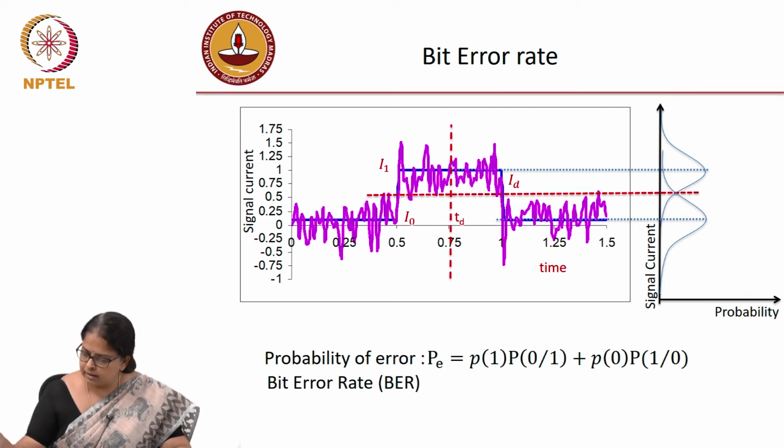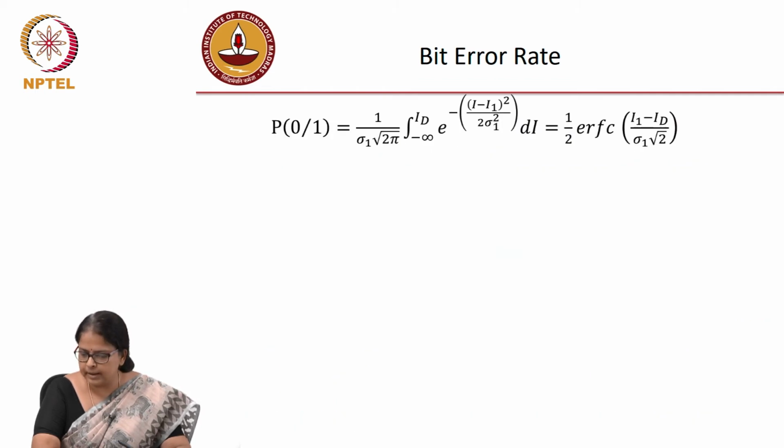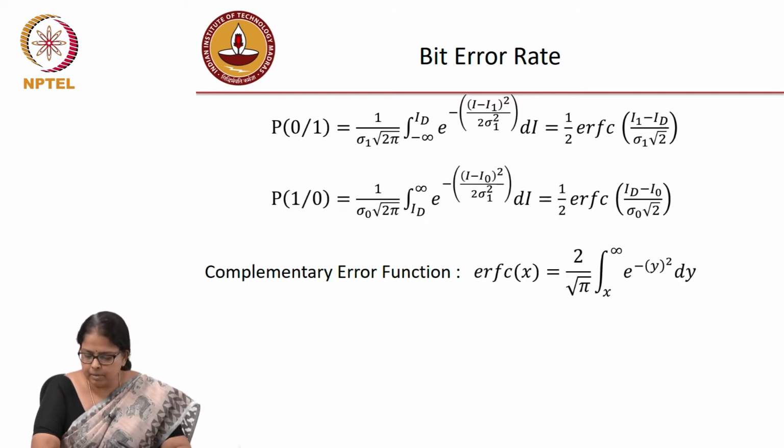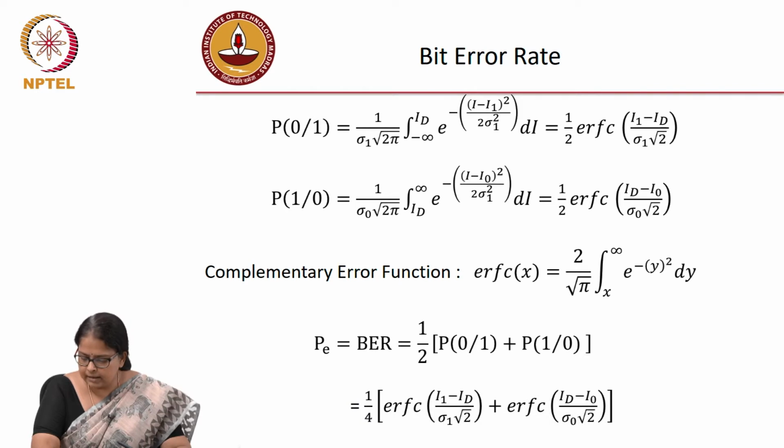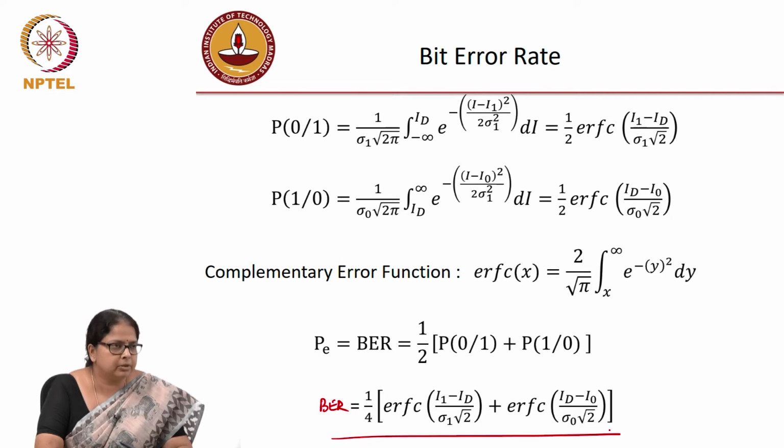We wrote down the explicit expressions for the error probability of receiving a 0 given that you have transmitted a 1, and the probability of receiving a 1 given that you have transmitted a 0, and we wrote it in terms of the complementary error function, and finally defined the probability of error, or the bit error rate, as this number, where ID is the decision threshold.